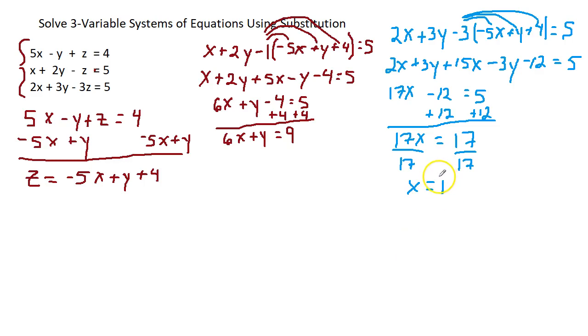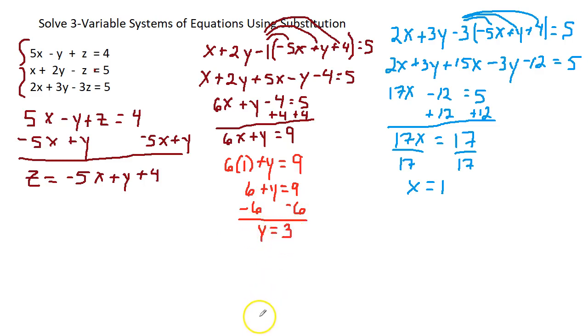Now, how can I find y? Well, I'm going to substitute this 1 in place of x into this equation here. So let me just grab a different color. And so I have 6 times 1 plus y equals 9. Well, 6 times 1 is 6, plus y equals 9. Subtract 6 from each side. We get y equals 3.